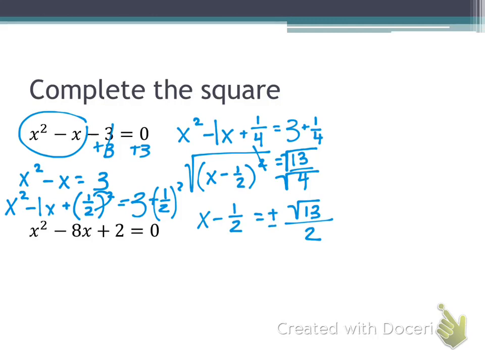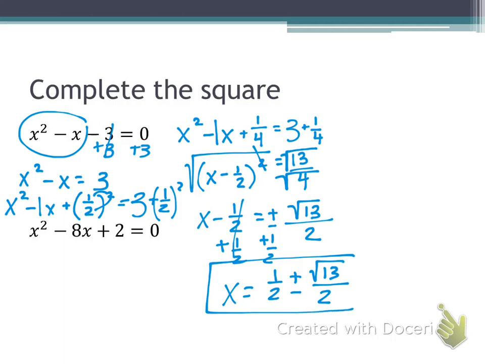Positive and negative. So, I know since I can't combine these because they're not like terms, how would I write this? Or what do I need to do now? Add 1/2 first. And I get x equals 1/2 plus or minus the square root of 13 over 2. And that is my final answer right there.